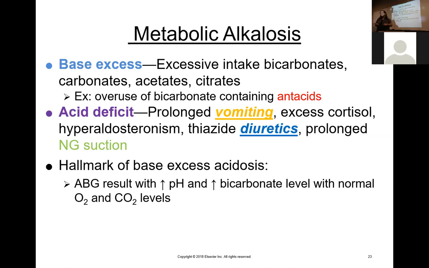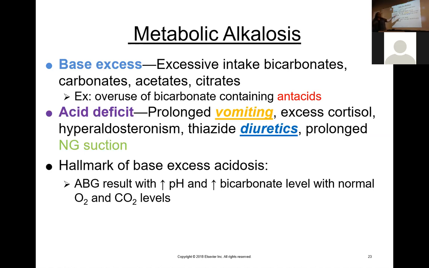Some of the ways that we can get an acid deficit, if we've lost our acid and that leaves too much bicarb, is through prolonged vomiting. That makes me think of our chemo patients that have a lot of vomiting. Some viral components have a lot of vomiting. GI issues. There can be a number of conditions that can cause vomiting, but prolonged vomiting causes that acid-base imbalance.